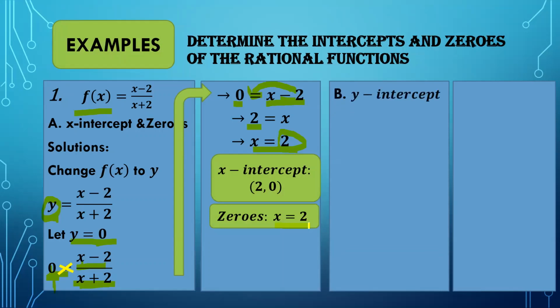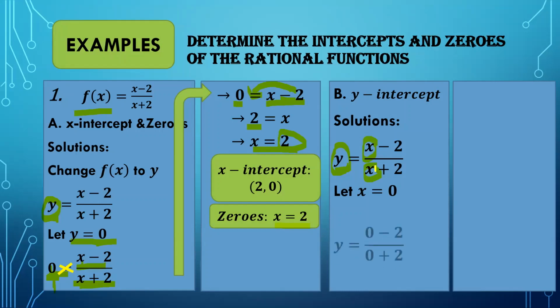Letter B, we will find the y-intercept. Same process: we change f of x to y. So again, instead of f of x, we let this be y. Next, let x be equal to 0. Here in the y-intercept, we let x be equal to 0, so all x will be 0. That will be y is equal to 0 minus 2 all over 0 plus 2. And that is y is equal to negative 2 over 2.